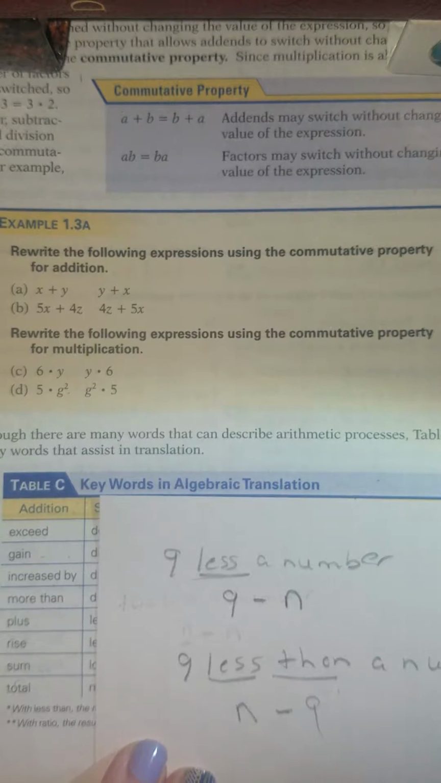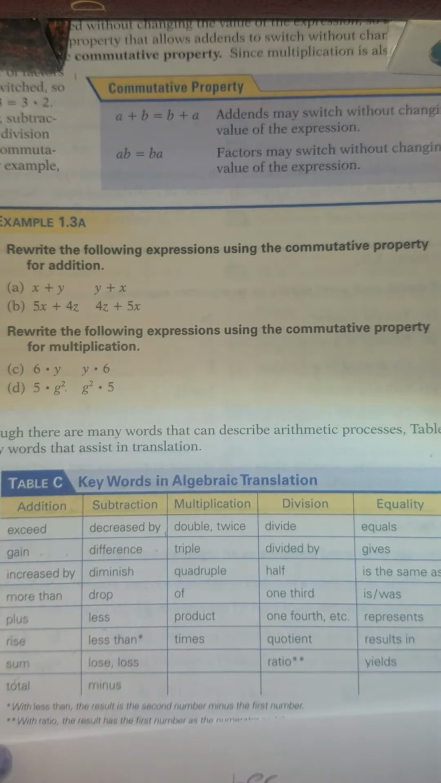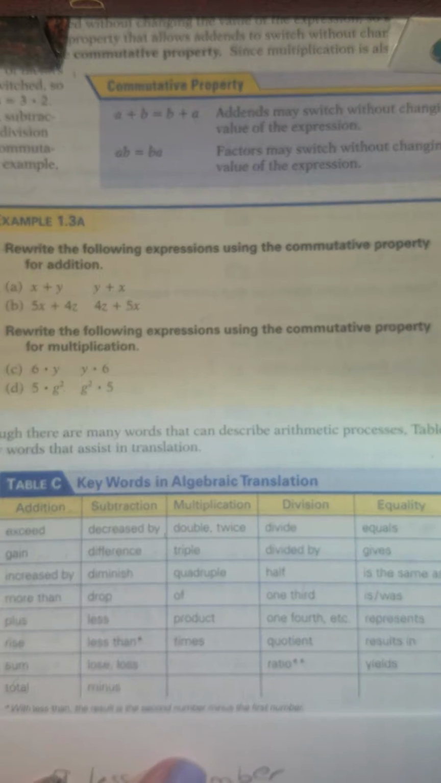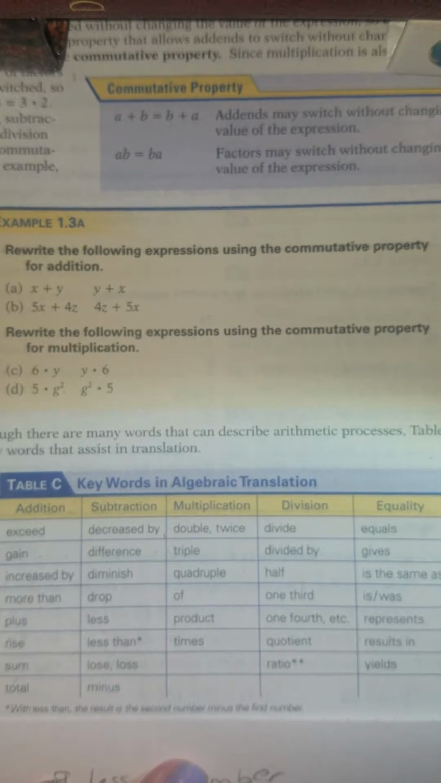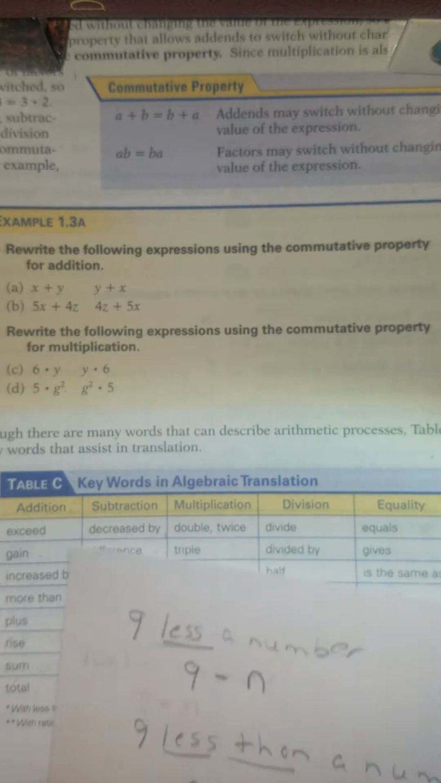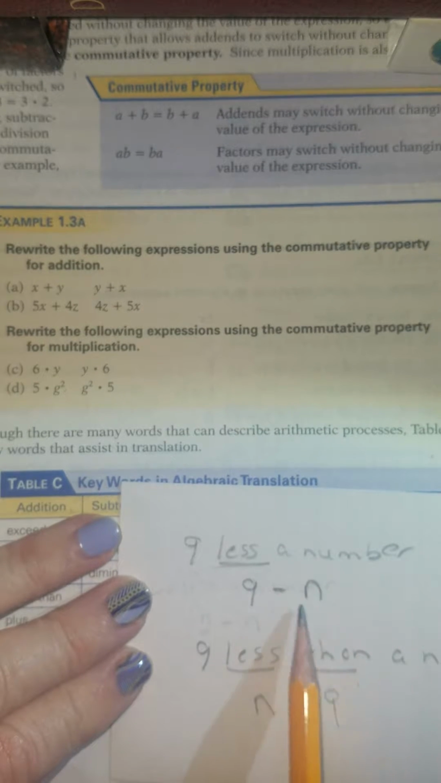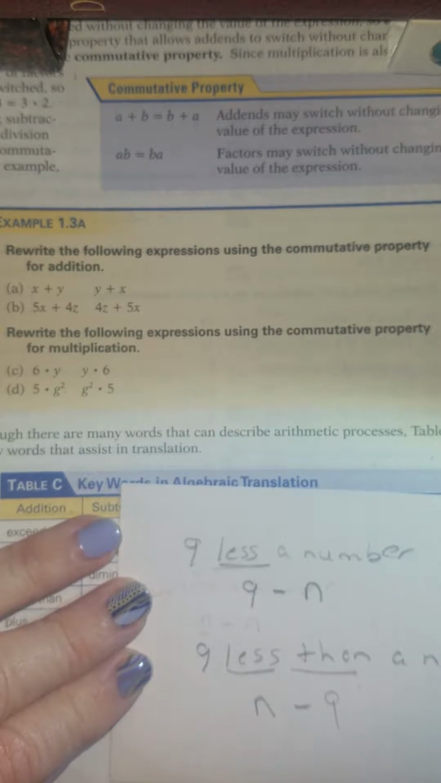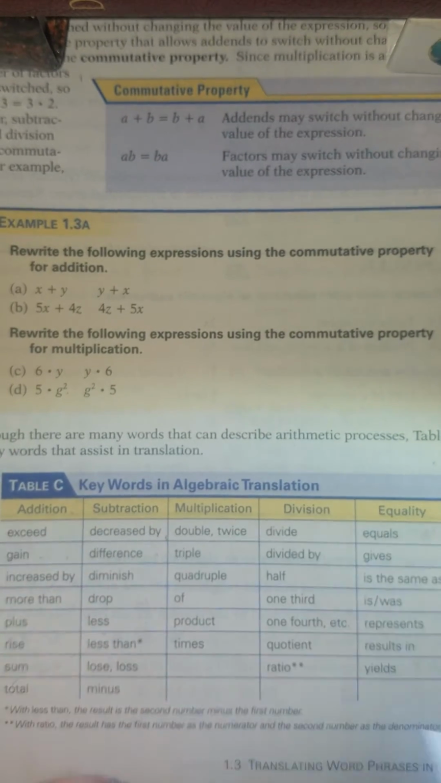So that's what they're saying here. It has a little star. If you come down here, there's some verbiage. It says with less than, the result is the second number minus the first number. So you do need to know in that case, because order does matter in subtraction. There's a difference when you see just 9 less, then it would be like this. If it's 9 less than, then you're going to switch them. So that's something to keep in mind.